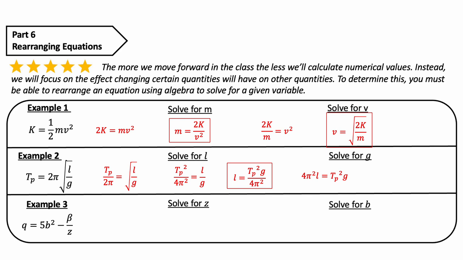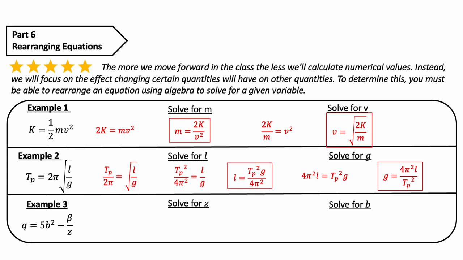Now on the left, I have 4 pi squared L. And now I need to move that T_P squared to the other side through division. So my final answer for g is 4 pi squared L in the numerator, divided by T_P squared in the denominator. And those are both our final answers for example 2. Now, surprisingly, the worst equations to have to solve are when we have multiple terms.